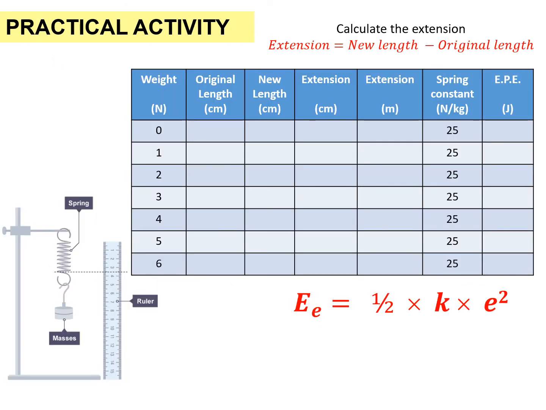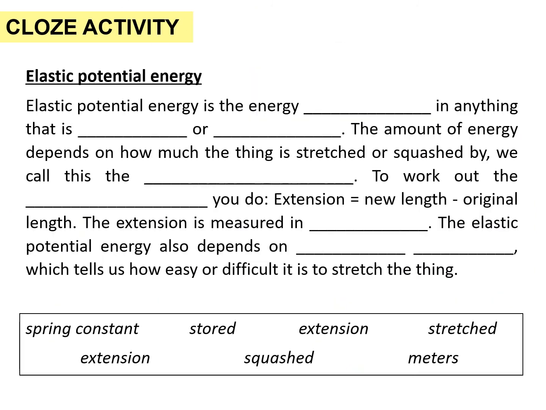If we were in class, I would get you to do a practical activity where we load up a spring and we measure the original length and the new length. We calculate the extension in centimeters first, then in meters, and then we calculate the EPE. We use the same spring all the time, which has a spring constant k of 25 newtons per meter. That's what we would do if we were in the lab.